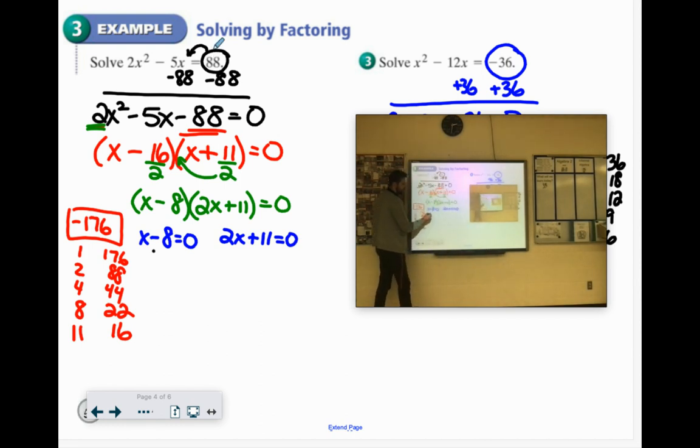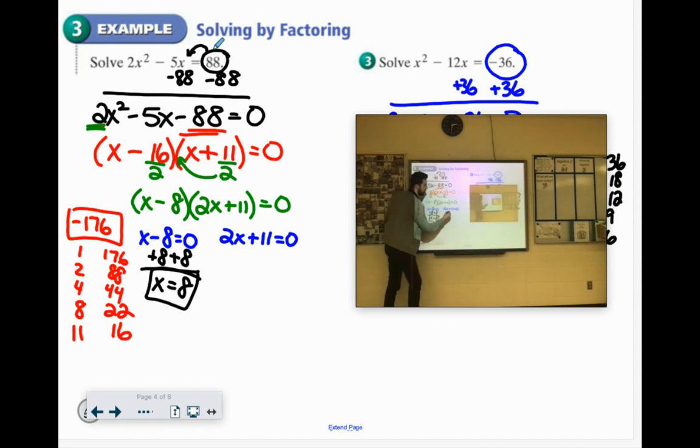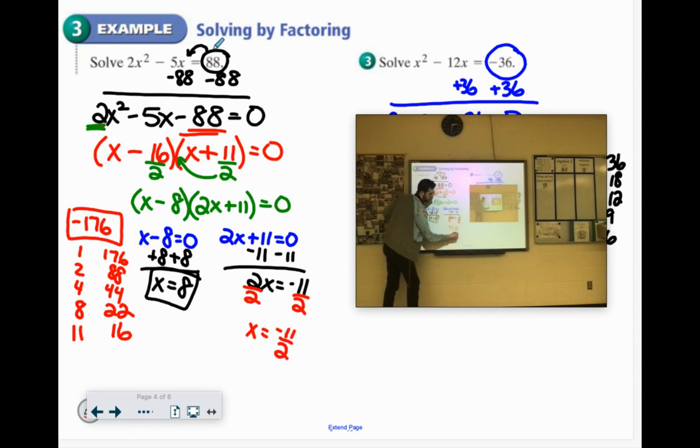X minus 8, let's add our 8. Get x equals 8. Over here, we'll subtract 11. 2x equals negative 11, and then we'll divide by 2, which will give us negative 11 over 2. Nice.